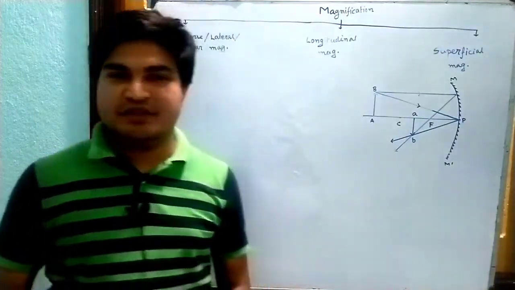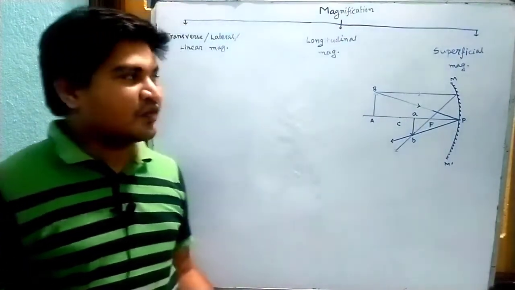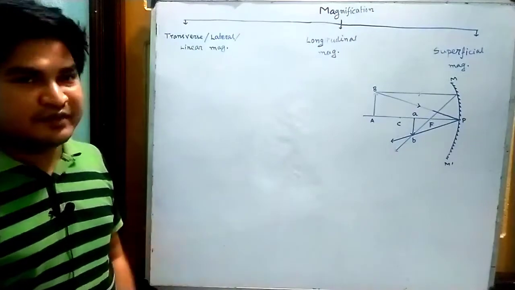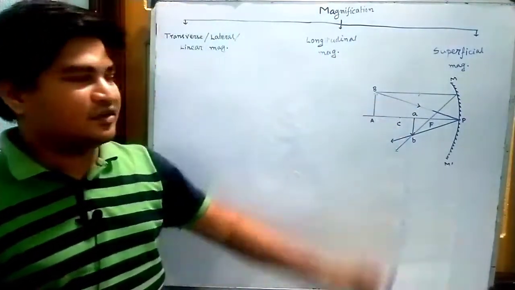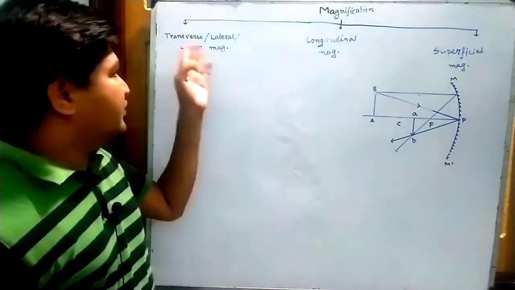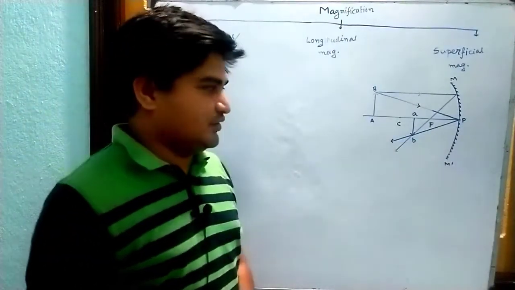Magnification for a spherical mirror. So there are three different types of magnification, which are transverse or lateral or linear magnification, second is longitudinal magnification, and third is superficial magnification. So first we will learn about transverse or lateral or linear magnification.